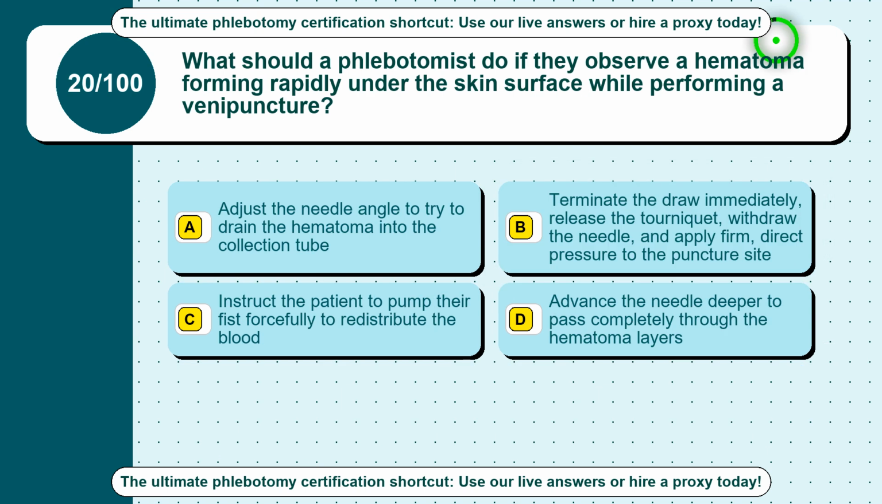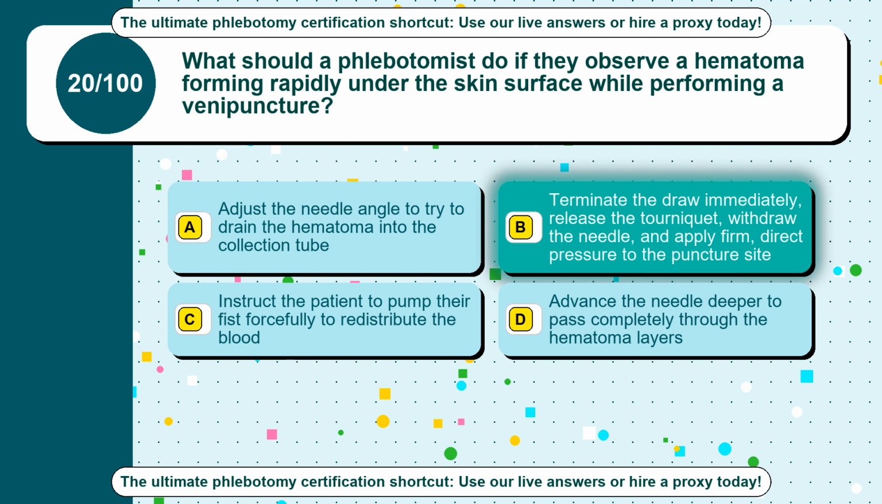Question 20. What should a phlebotomist do if they observe a hematoma forming rapidly under the skin surface while performing a venipuncture? Option A. Adjust the needle angle to try to drain the hematoma into the collection tube. Option B. Terminate the draw immediately, release the tourniquet, withdraw the needle, and apply firm, direct pressure to the puncture site. Option C. Instruct the patient to pump their fist forcefully to redistribute the blood. Option D. Advance the needle deeper to pass completely through the hematoma layers. The correct answer is option B. Terminate the draw immediately, release the tourniquet, withdraw the needle, and apply firm, direct pressure to the puncture site.